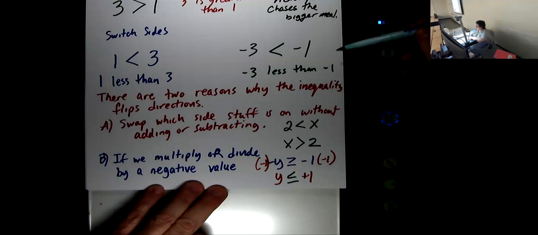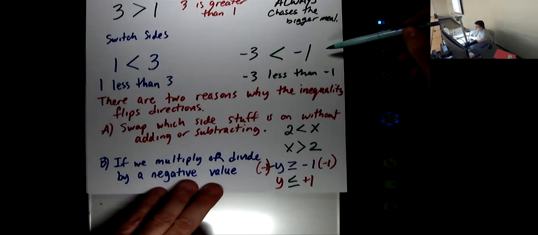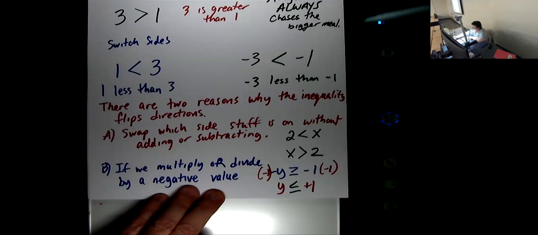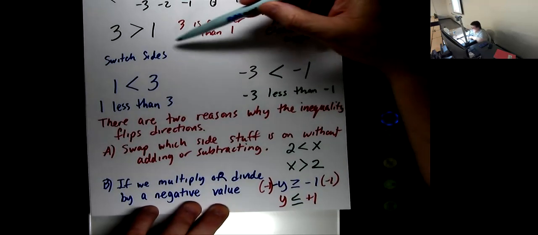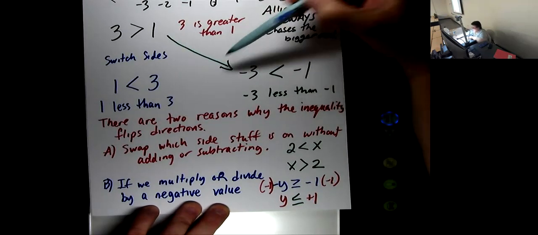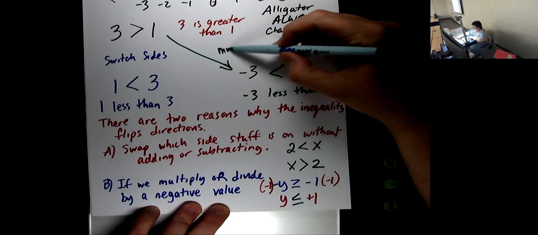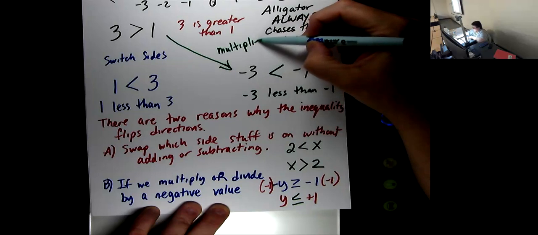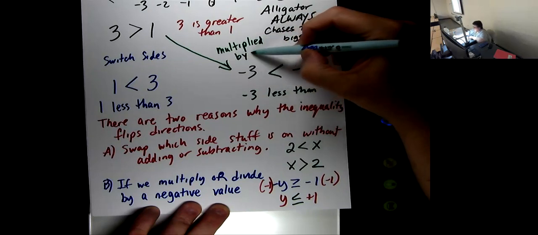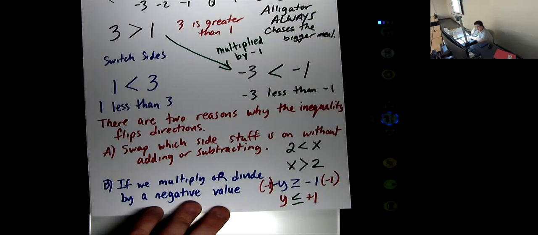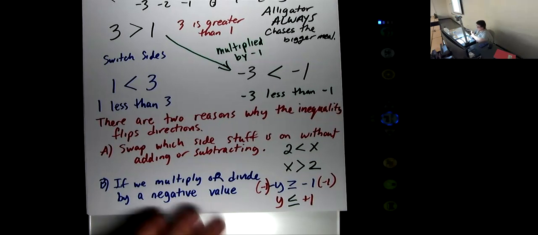Kind of like the same reason up here. What I did going from 3 is greater than 1 to -3 is less than -1 is I multiplied by -1. So for the same reason that that one switched, this one switches.